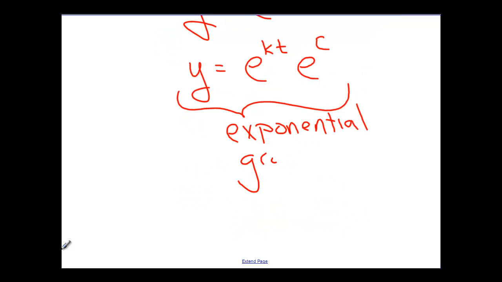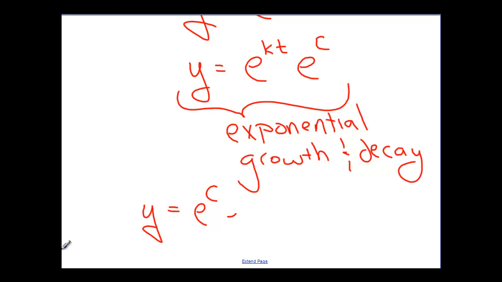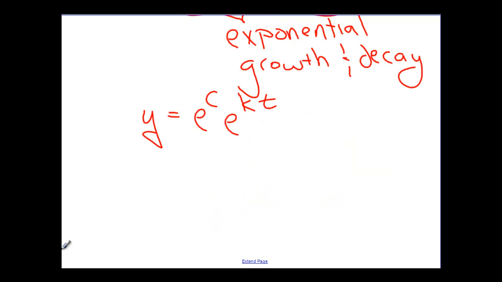So notice where exponential growth and decay come from. Exponential growth and decay come from the fact that if the change in a substance, the change in an amount, depends on how much you already have, in this particular way we end up with exponential growth. I want to do one last thing, and that is I want to focus on what this e to the c represents.